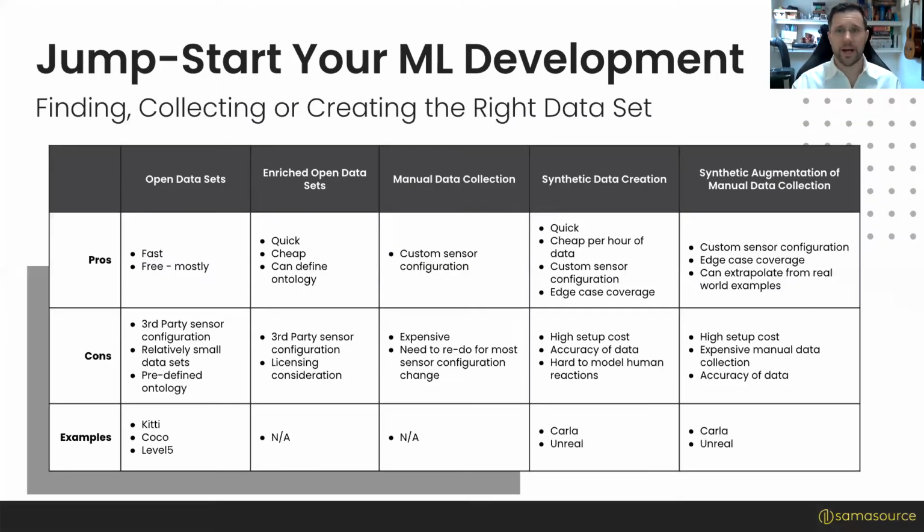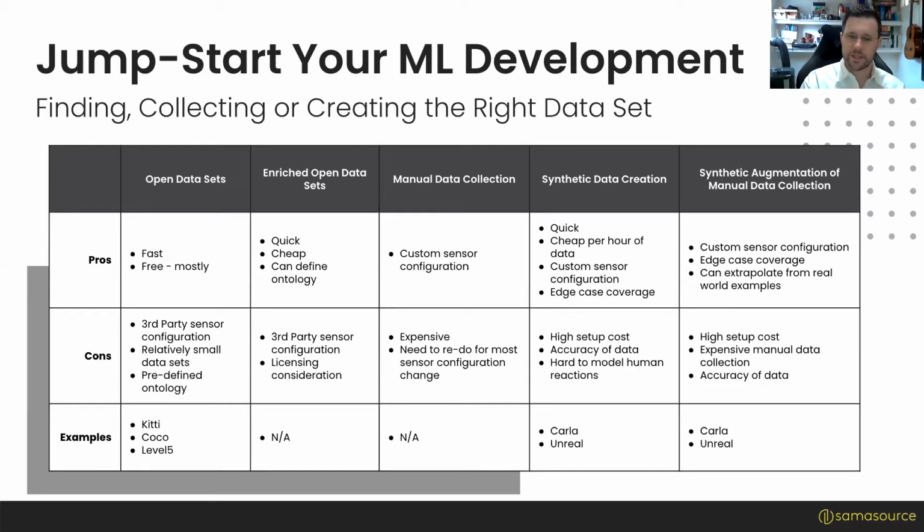So let's talk a little bit about how you jumpstart your ML development and the pros and cons of each of these different types of data sets. Open data sets are obviously fast and mostly free. On the downside, you're locked into that third-party sensor configuration. At the beginning, that's probably not too much of a problem, but it'll become more of a problem for you later. Most of the data sets are relatively small. I know Lyft's Level 5 data set is pretty comprehensive, but it's certainly not enough to solve for full autonomy. You'll also get a predefined ontology.